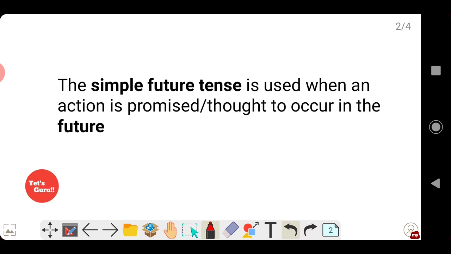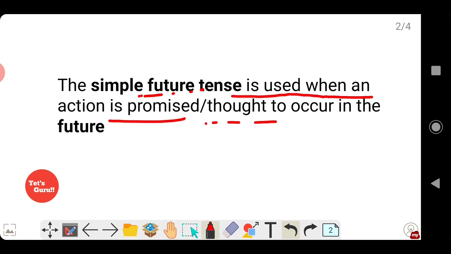So guys, here we will discuss the definition. What is the simple future tense? When we speak about this, we think about it. The simple future tense is used when an action is promised and thought to occur in the future, the time after now. This is very important. Just understand this concept.